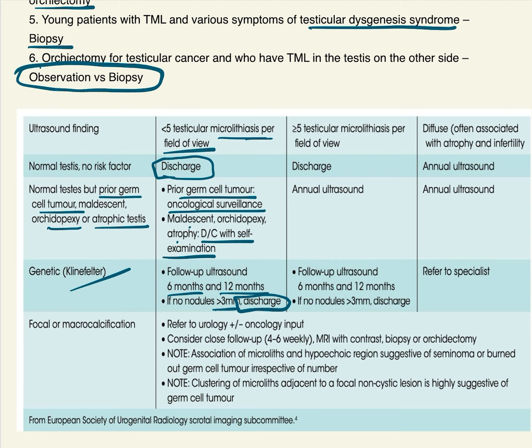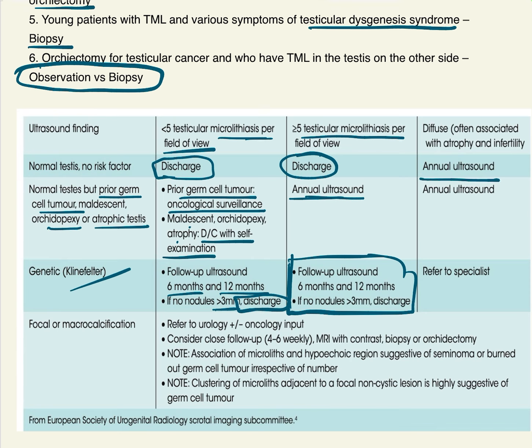In case of the ultrasound showing more than 5 testicular microlithiasis per field of view, again, if the testis is normal and there is no risk factor, you can discharge the patient straight away. But in case of risk factors with the normal testis, you will have to advise the patient for annual ultrasound. A similar pathway can be followed for patients with genetic syndromes. In case of diffuse variant, even if the testis is normal and there is no risk factor, annual ultrasound is advised. And in case of risk factors, annual ultrasound is still advised.